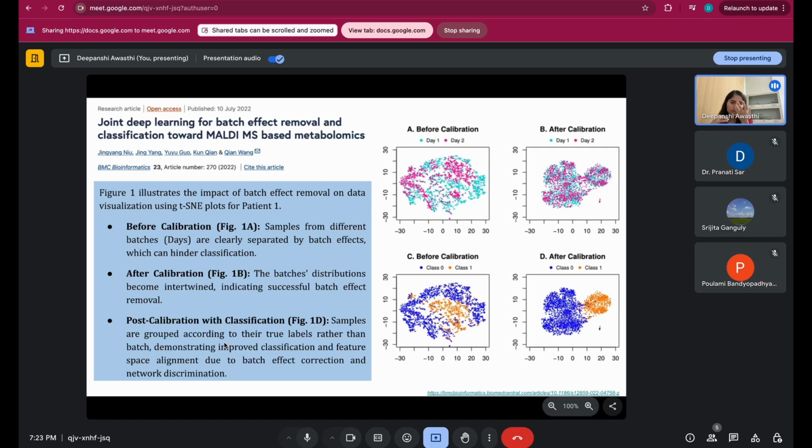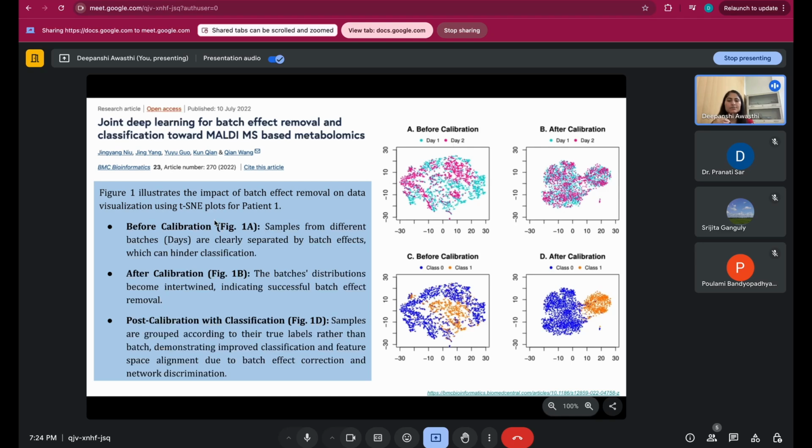Now there is one literature on this. It was about batch effect removal using a deep learning method, used for MALDI MS based metabolomics. In this plot they have shown how the peaks were obtained before calibration and how the differences can be observed after calibration. Calibration here means batch correction, that is, after removing the batch effect.